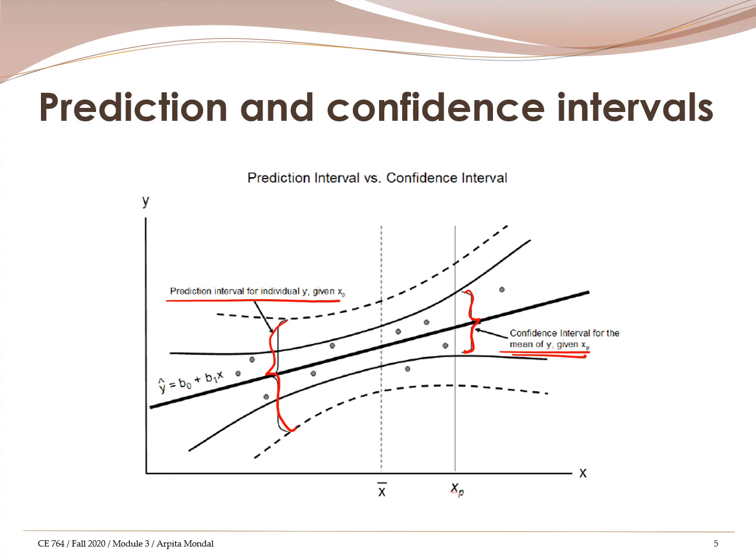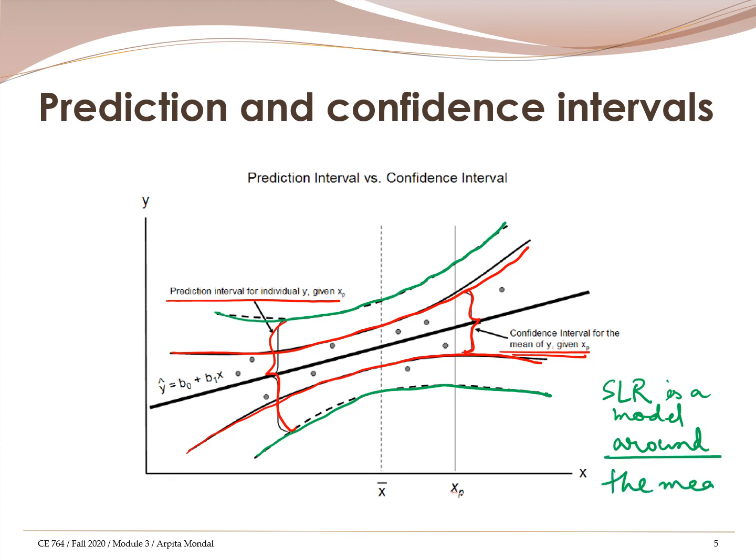What else can we observe from this figure? Another interesting thing that we observe and note from this figure is the fact that these confidence intervals and also the prediction interval, they become narrow in the central region and wider as we move further and further away from the mean. This figure tells us that simple linear regression model is a model around the mean. So SLR is a model around the mean.